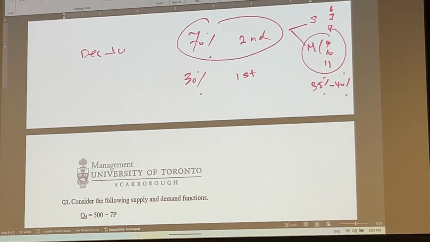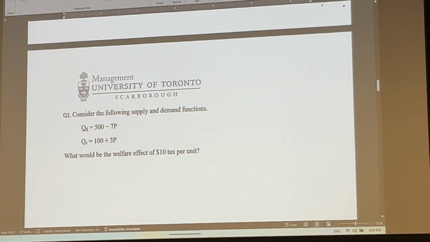Anyway, okay, question 1. That is a tax. This is the demand.